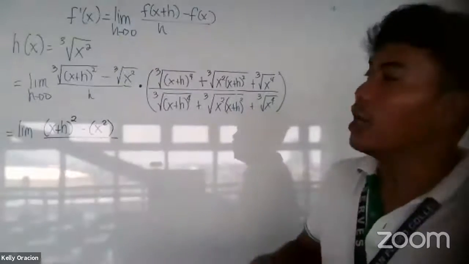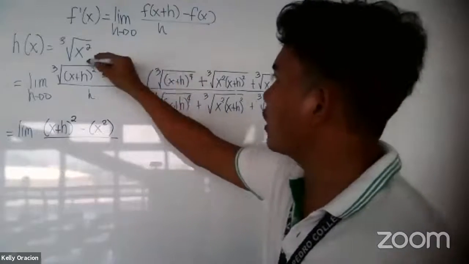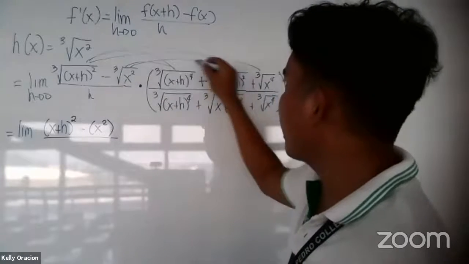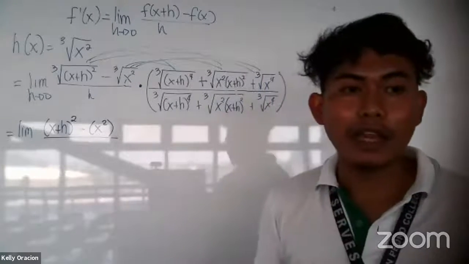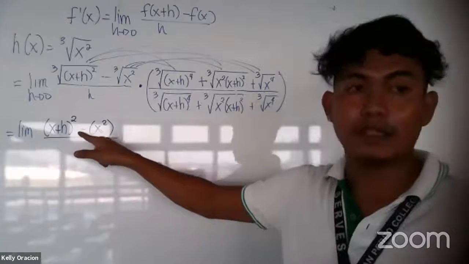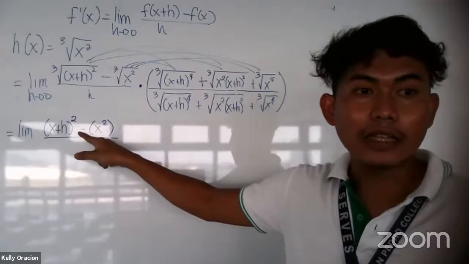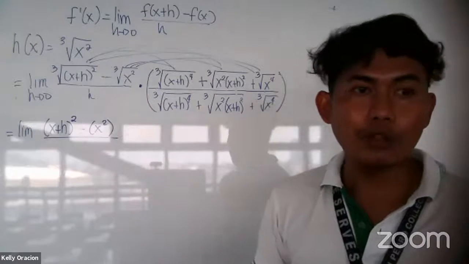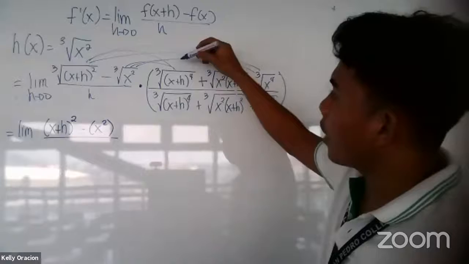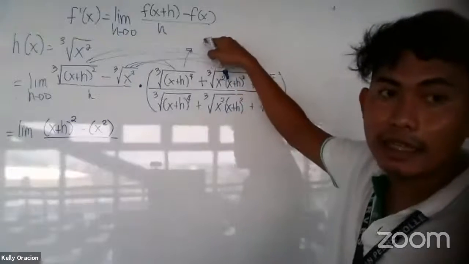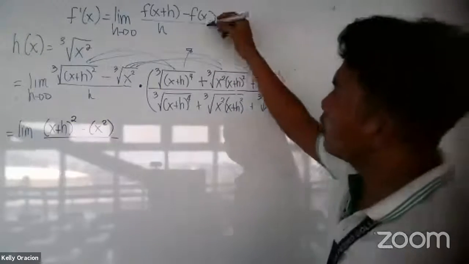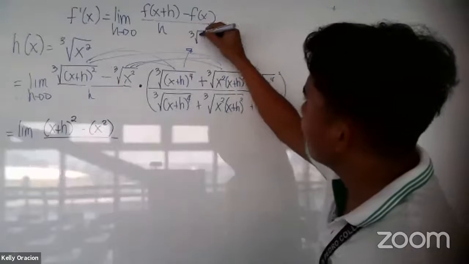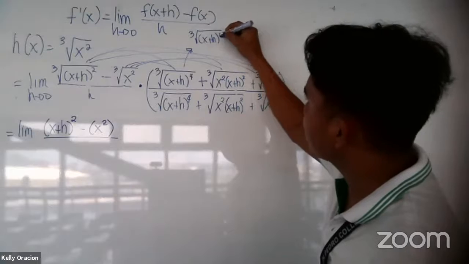Okay, class, if you are going to multiply this one, then that one, the answer will lead you to have this. I'm going to show you the product of this one. I'll write it above. You multiply this and this, and the answer is cube root of x plus h raised to 6.